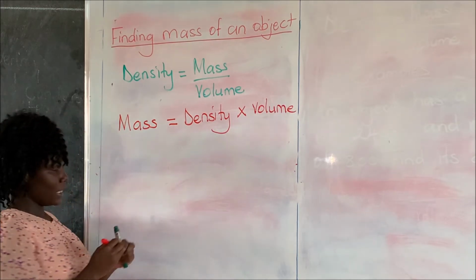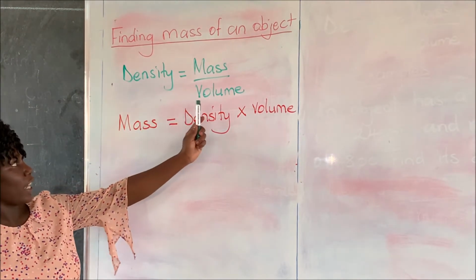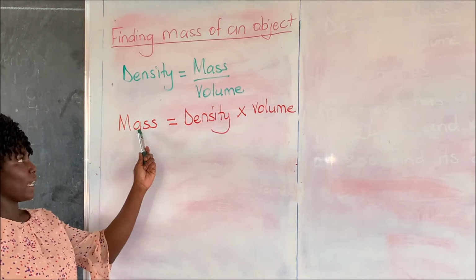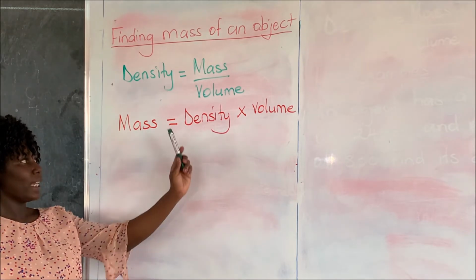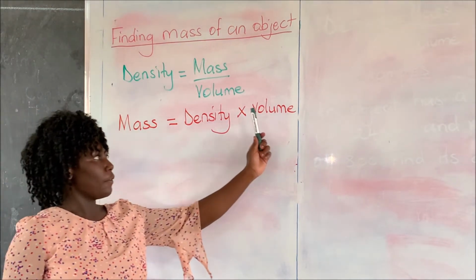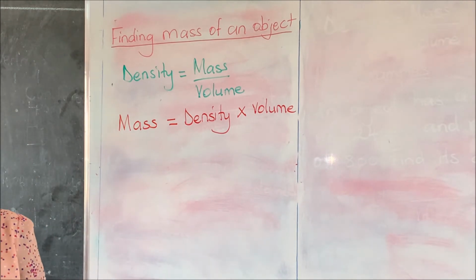From your simple mathematics, just make mass the subject. It's going to be density times volume. So have a look at the formula. Mass is got by multiplying the density times the volume. Okay, we have a look at some examples.